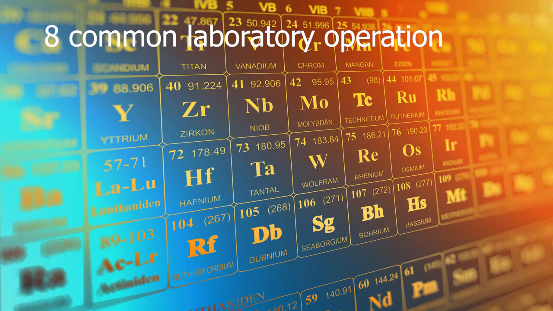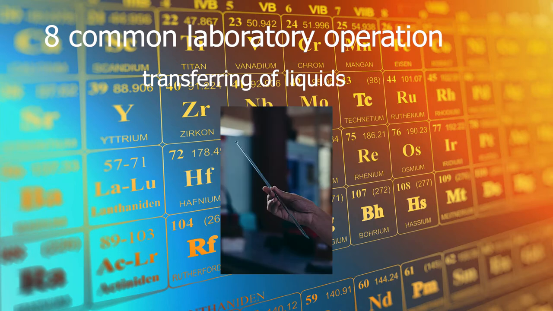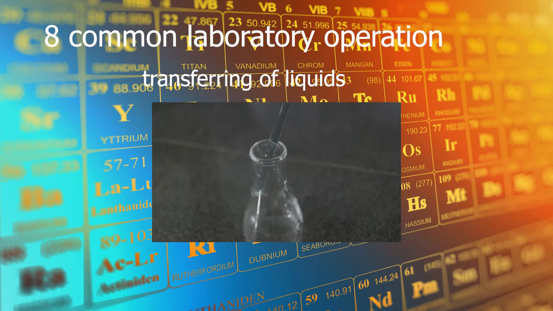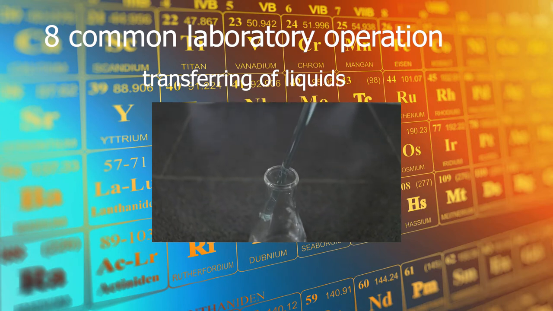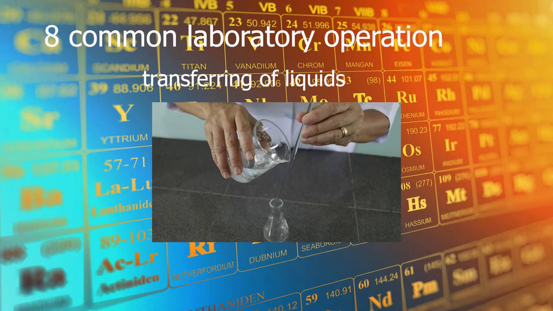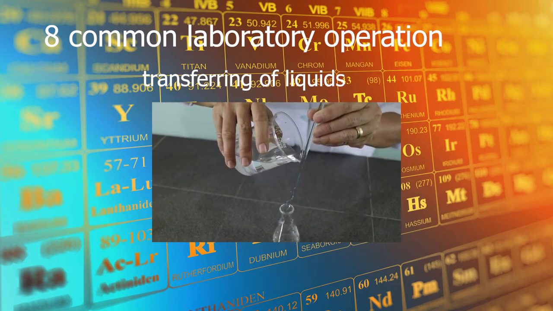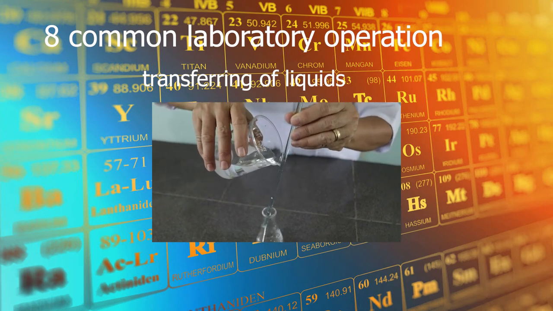The third common laboratory operation is the transferring of liquids. Now, when we transfer a liquid from one vessel to the other, in the absence of a funnel, we're going to use a glass rod or a stirring rod or a glass tubing. Now, how are you going to do it? You're going to hold the glass rod, making sure that the glass rod does not touch the opening of the container or the receptacle, while the tip of the glass rod should rest on the side of the container, on the inside part of the container.